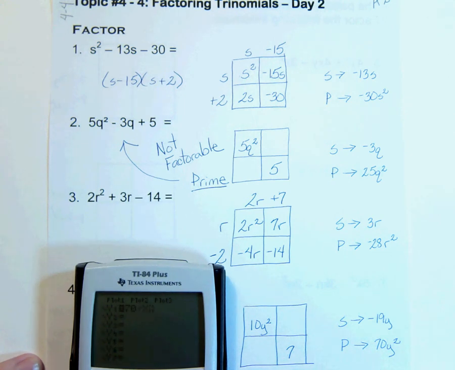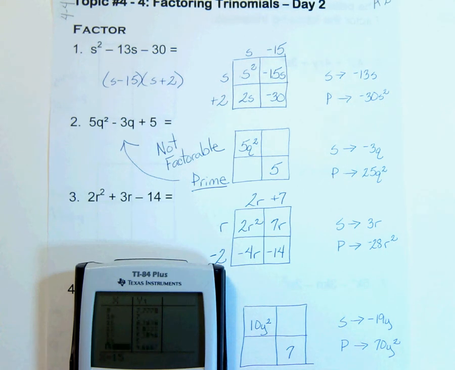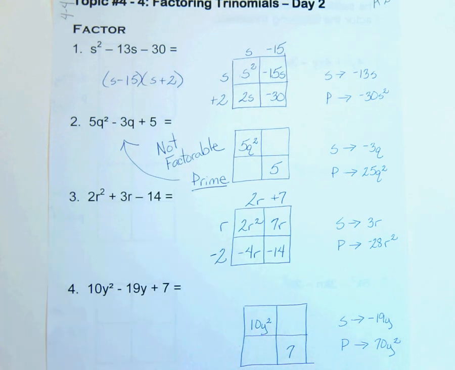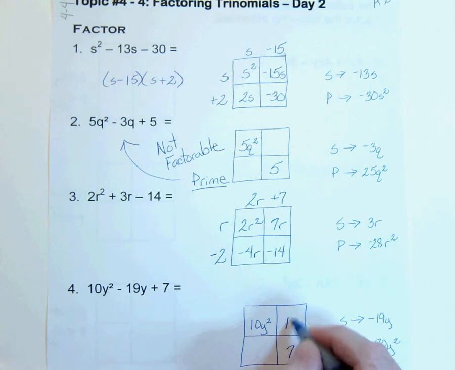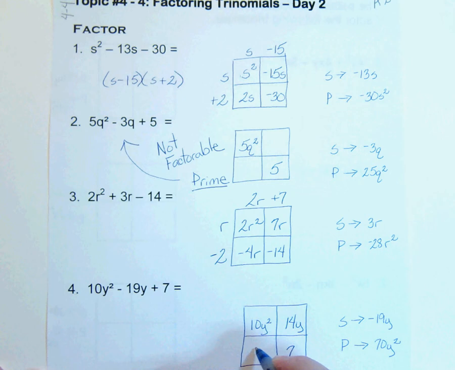Go to the table. And what we need is something that's going to add up to 19. Well, 7 and 10 don't work, so keep going. What about 14 and 5? Wouldn't that give me the 19 that I need? Yes. So let's put 14y here and a 5y here. The only way that those two would give me a -19 is that both of them are negative. So both of those would have to be negative.